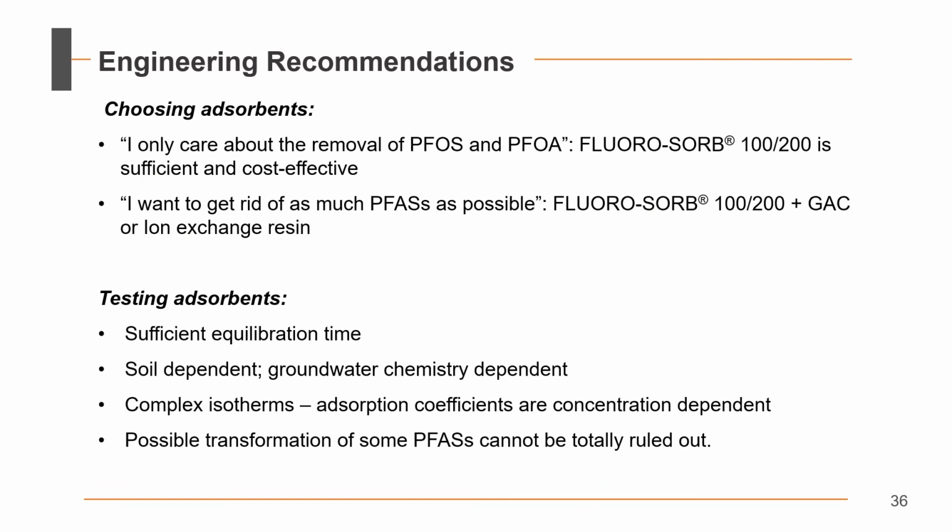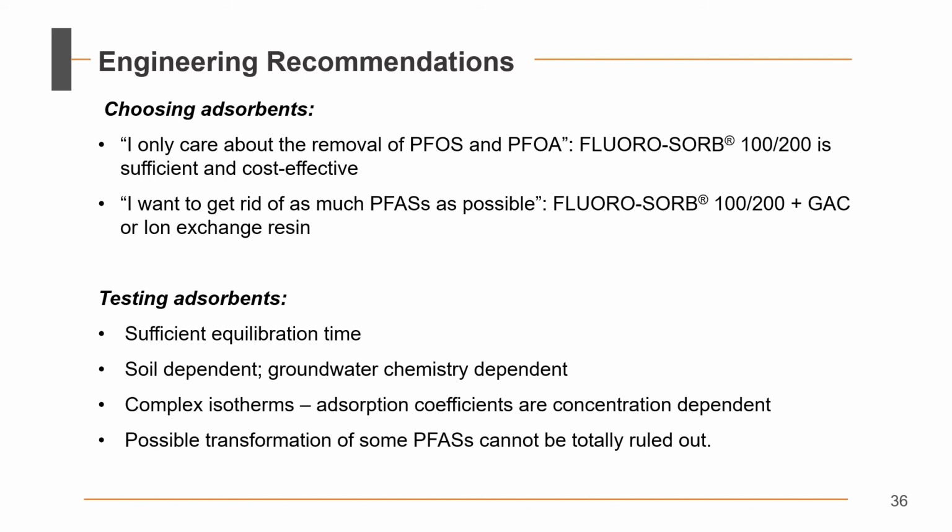If you decide to use it, you want to actually test it in the lab prior to applying it in the field. One thing to remember is you have to test it for a sufficiently long equilibration time. It's not only for FLUORO-SORB 100, 200. For GAC and ion exchange resin, it's the same thing. You have to give enough time to really understand its capacity. As far as the dosage, it's really hard for me to tell. It's really soil dependent, groundwater chemistry dependent, or dependent on the type of PFAS you have in there.